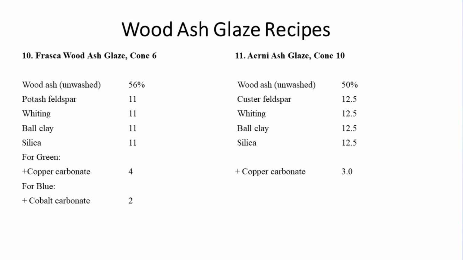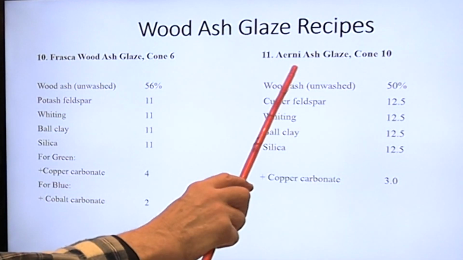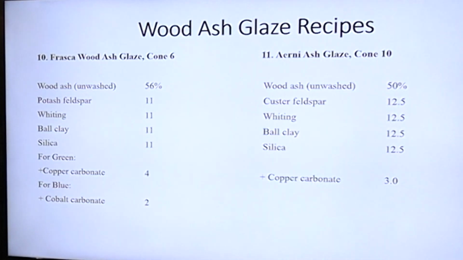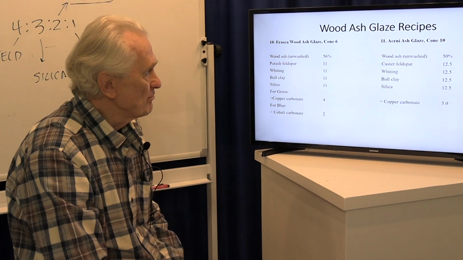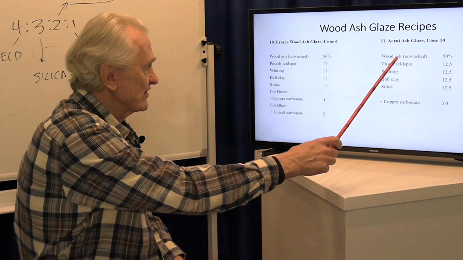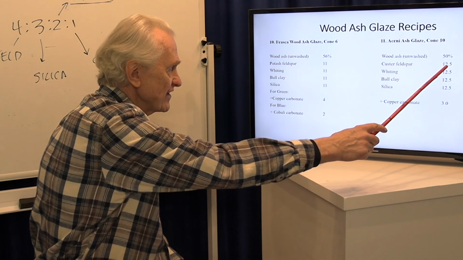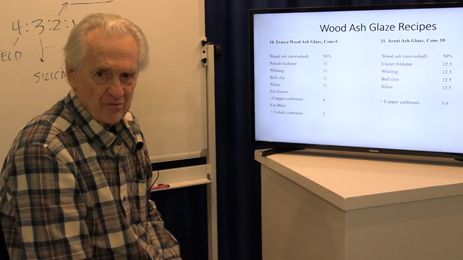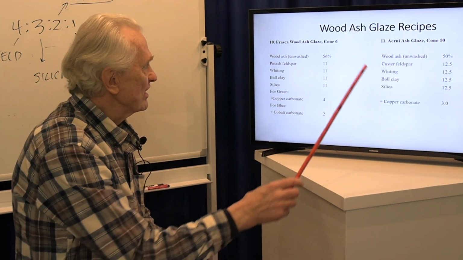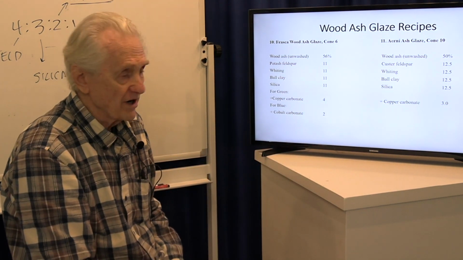Okay, now I put these two up here to further emphasize this point I wanted to make. Here's Frasca wood ash glaze Cone 6, and here's Ernie ash glaze Cone 10, and basically the recipes are identical. So how can this be a Cone 6 glaze and this be a Cone 10 glaze? Well, the answer is they're probably both more likely Cone 6 glazes because they have a lot of fluxes. Wood ash, unwashed, has a lot of fluxes in it, plus custom feldspar, plus whiting. This is like 75% flux. So at Cone 6, it may be less runny, and at Cone 10, it's more likely to be a very, very runny glaze.